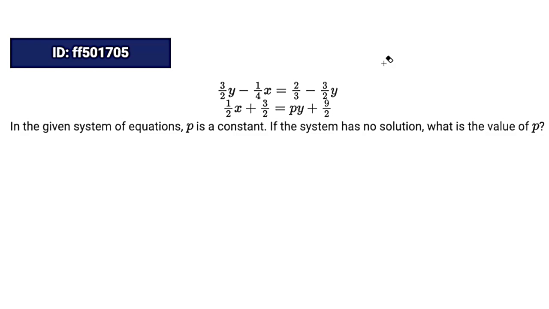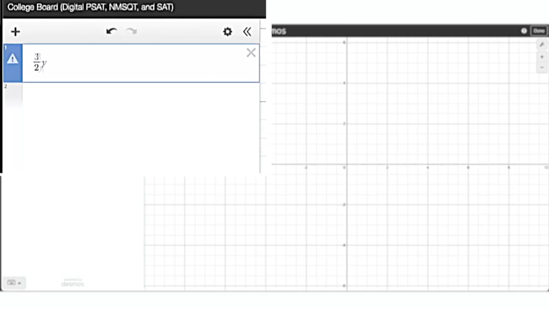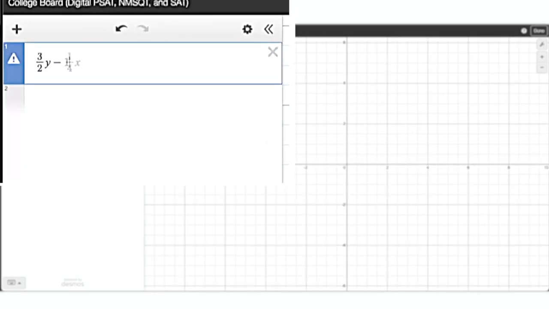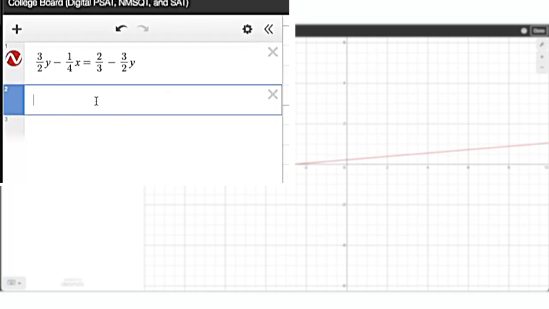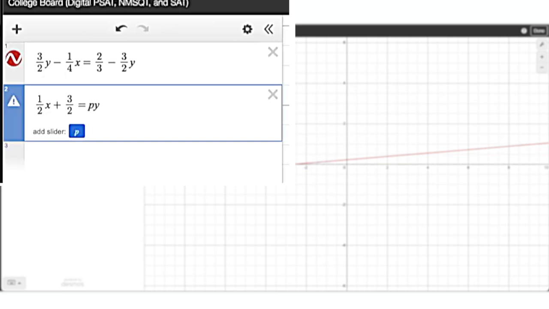But you know what is fun? Doing a little cheat with Desmos, since we're allowed to use Desmos. So let's pull up Desmos and just plug these in. All right, so my first one was 3 over 2y minus 1 over 4x equals 2 over 3 minus 3 over 2y. Okay, there's one line. It does take a while to type in, but I promise you it's faster than doing it on paper.